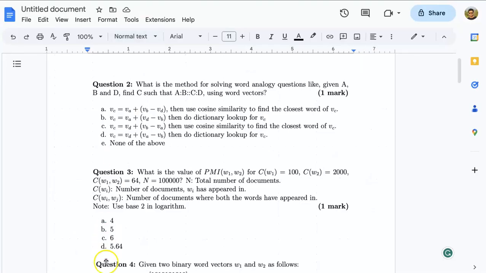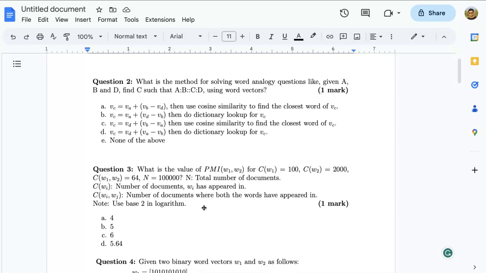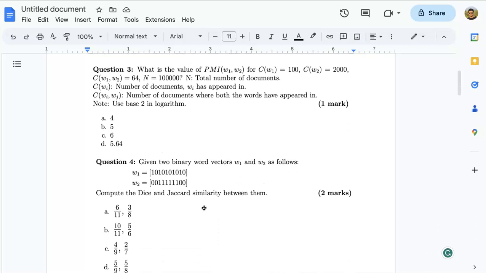Okay, so the answer is 5. Yeah, so B is the answer. This is a very simple question, just plug and play. You know the formula of PMI(W1, W2), you just need to plug in all these values that are given. So I don't think anyone has any doubt about this question. Okay, well and good, let's move to the next question.